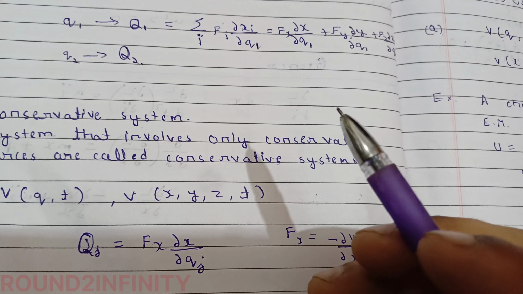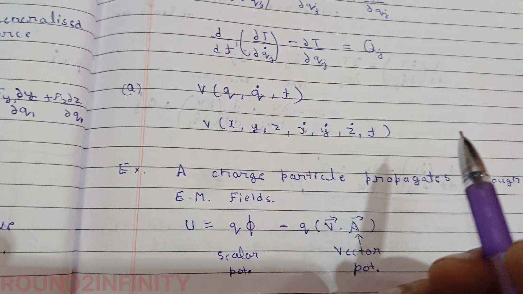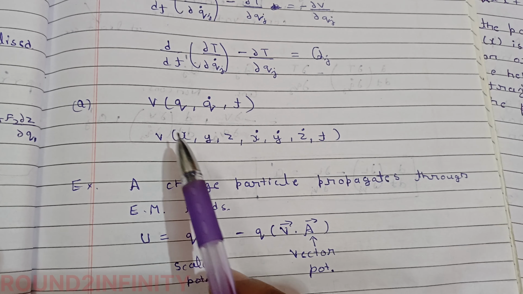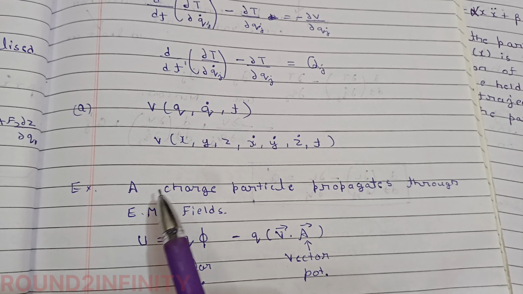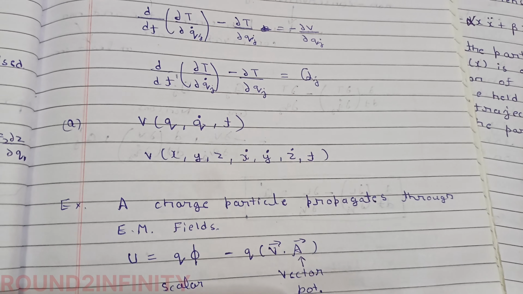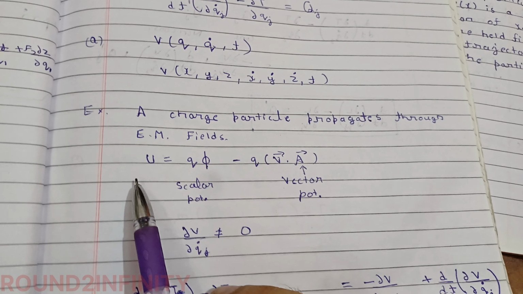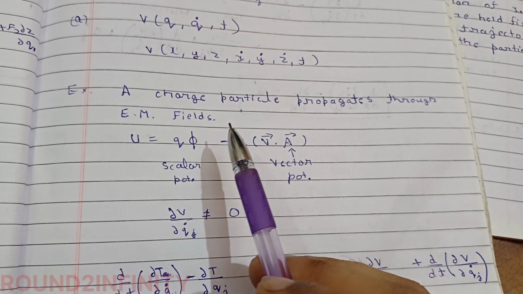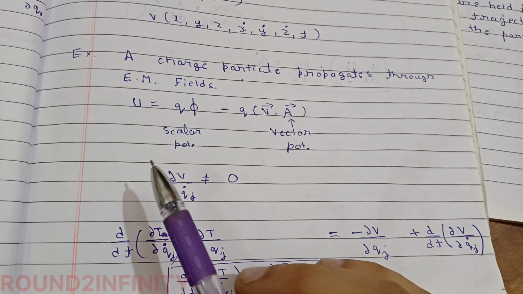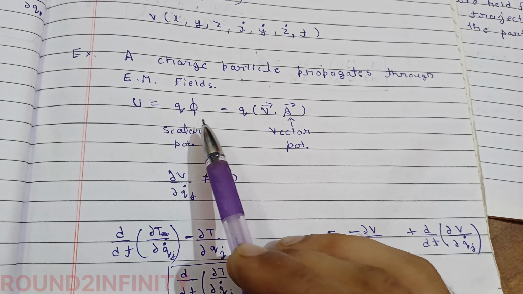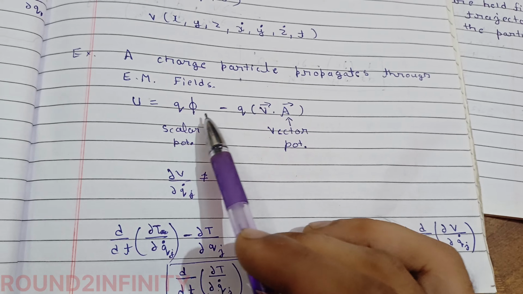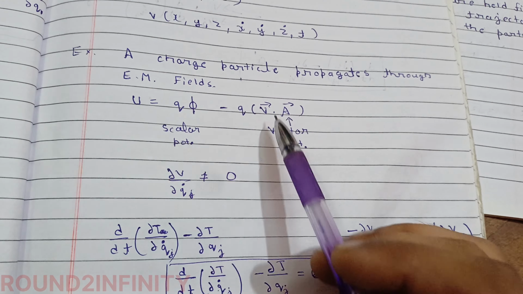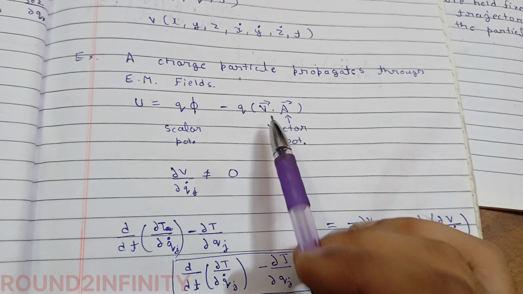Now there are some very rare examples where the potential can also be a function of velocity. Okay, so how then will this force be defined? So potential can be a function of velocity also. Then how will you find this, what will be your generalized force? Let me give you an example of this type, where you have the potential as a function of velocity. A charged particle propagates through EM fields. When you study electromagnetic theory, I will teach you, then you will see this equation for potential, where the potential energy is given by q phi minus q v dot A. This A is nothing but the vector potential, phi is your scalar potential, and v is your velocity. So there you will find this potential energy depending on the velocity.